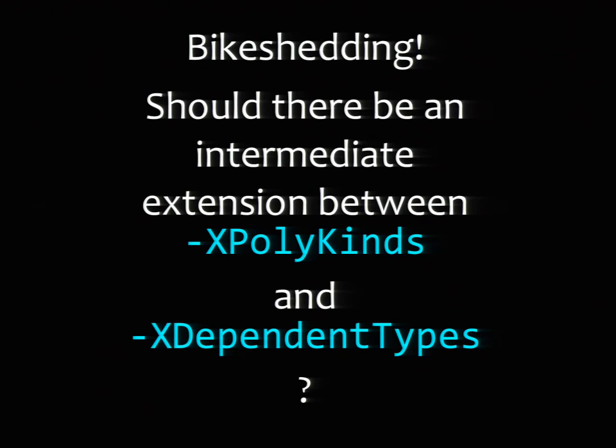How many people think that we should not have an extension between? What would be in the extension? It's not independent types. So things like what we saw in the previous slide: explicit kind variables and telescopes and use of promoted GADTs and things like that. The stuff that you said will be in the next release. Yes, this would be something for the next release.